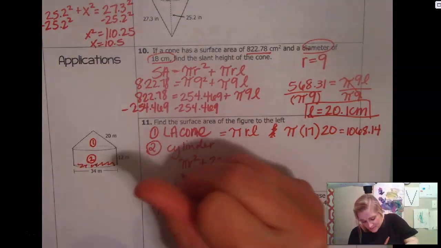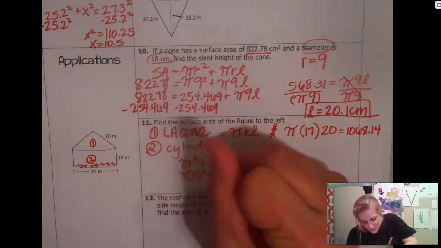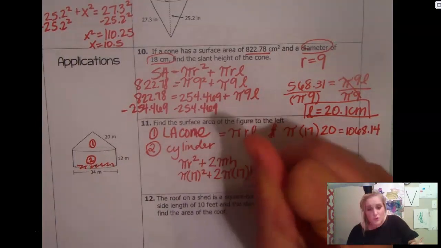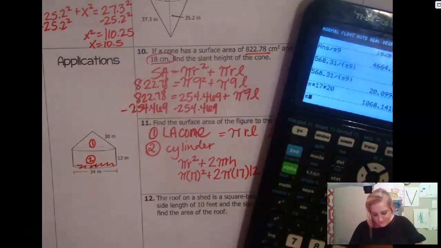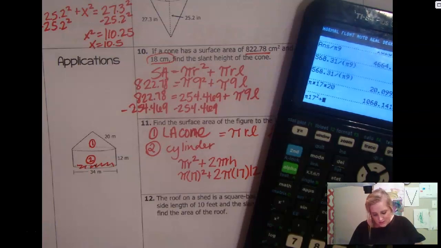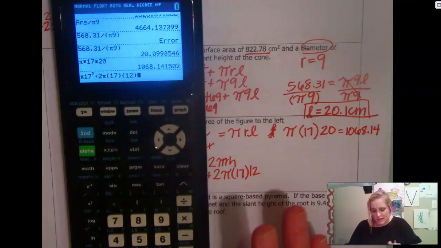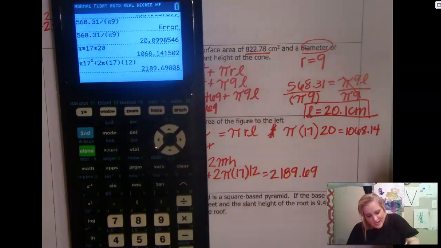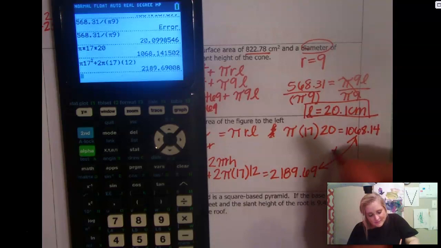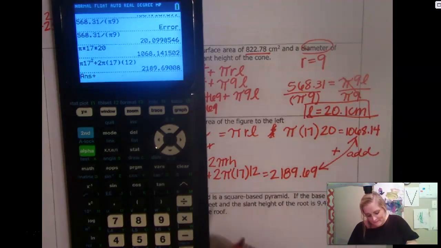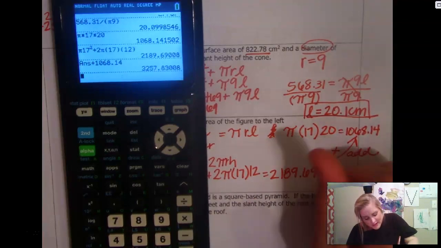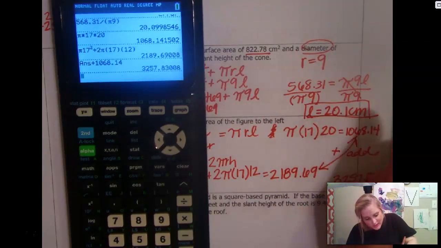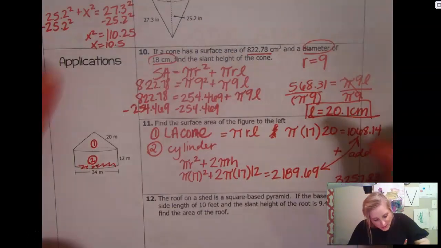So R is 17, and the height is 12. I'm going to plug that into my calculator: pi times 17 squared plus 2 pi times 17 times 12. I typed the whole thing into my calculator. That gives me 2,189.69 for the lateral part, and then I take these two things and add them together. That gives me 3,257.83 meters squared.